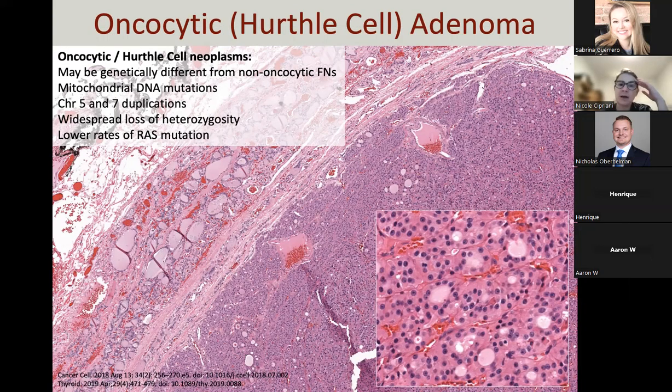Interestingly, it's now being discovered that oncocytic neoplasms are genetically different from non-oncocytic neoplasms in terms of they have increased numbers of mitochondrial DNA mutations, duplications of some chromosomes, and some sort of widespread heterozygosity. We'll talk later about the prevalence of RAS type of mutations in follicular neoplasms, which are slightly less common in oncocytic neoplasms. So just put that in the back of your mind for now.